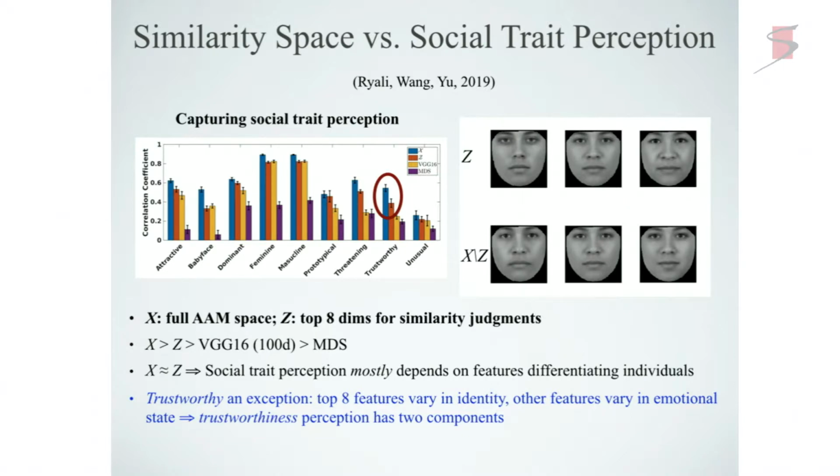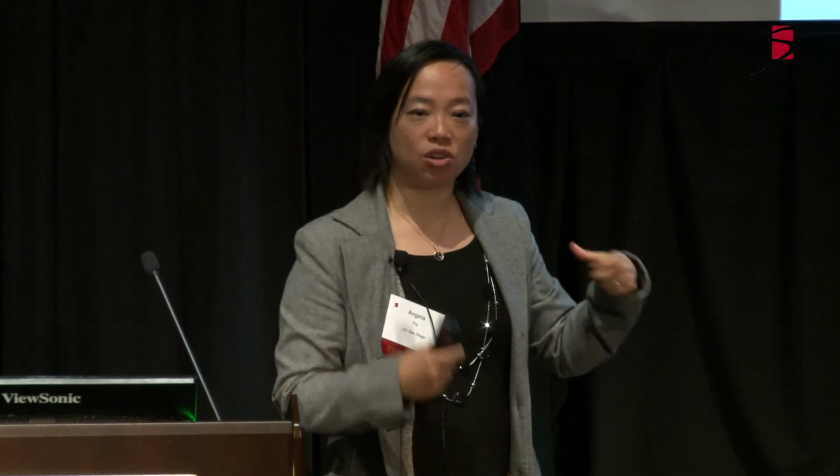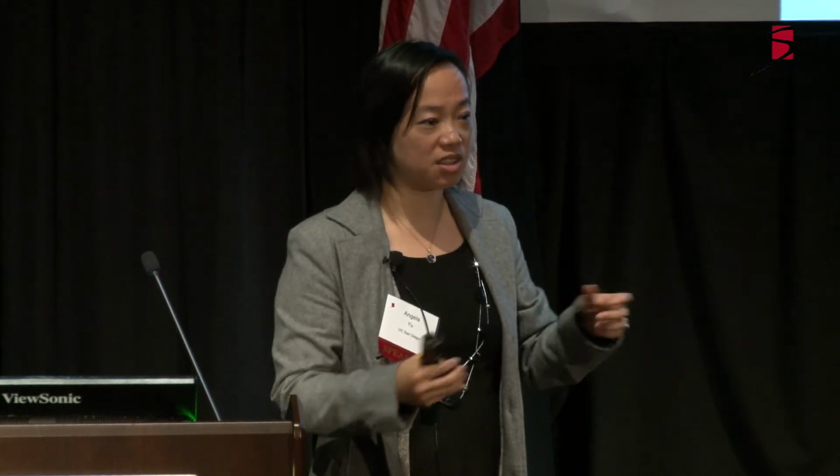But one exception is trustworthiness. You can see that blue and red are significantly different. So there's a big drop in performance if you only use the features important for similarity judgment as opposed to the whole face space of AAM.